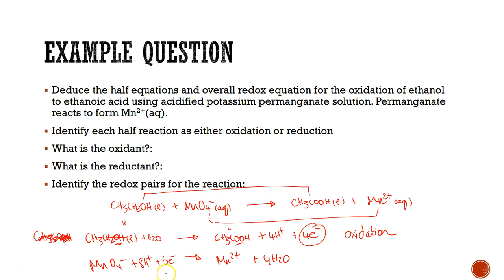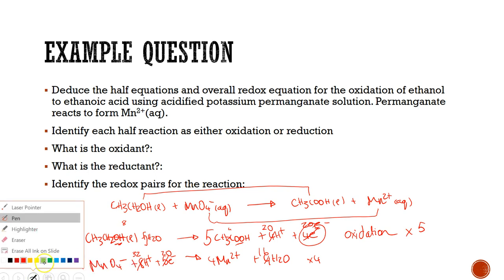I need to get them to a common factor. So if I multiply this one by 5 and this one by 4, I'll end up with 20 electrons in each one. So let's have a look. So I will end up with 5, 5, 5, 20, and 20. And then I will end up with 4, 4 8s are 32. Okay, 20, 4, 16.